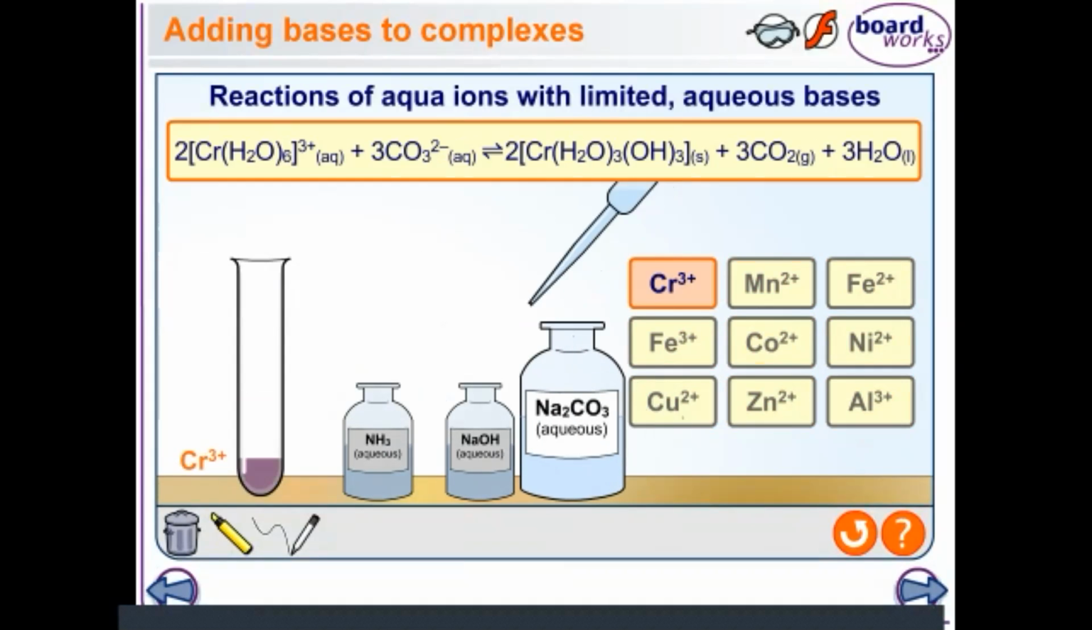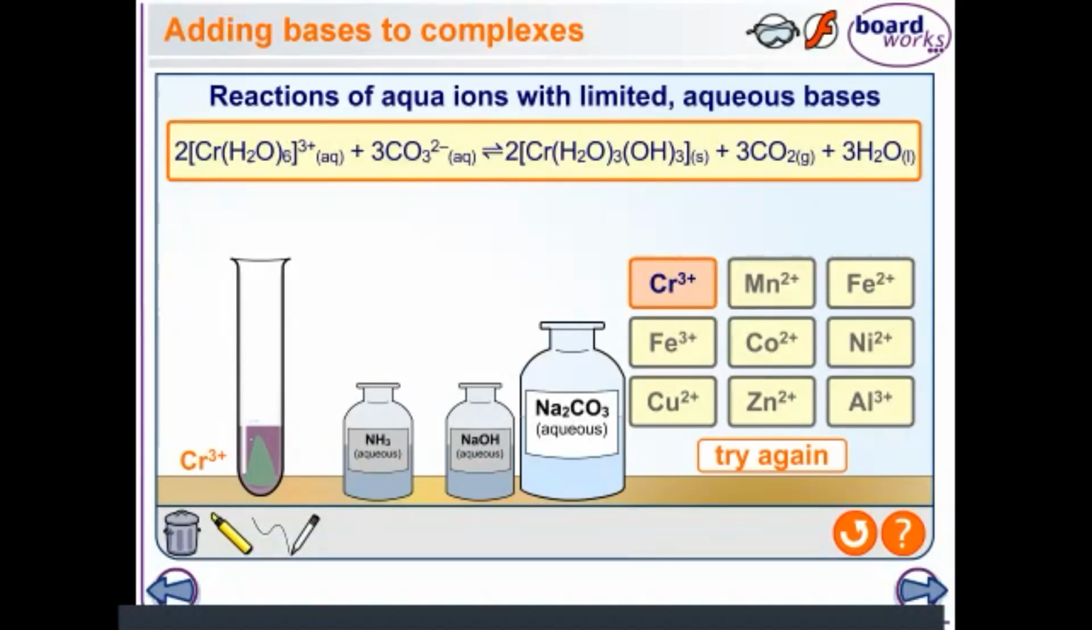So again, in this case, if we add sodium carbonate, there is also the formation of chromium hydroxide there, and also the formation of carbon dioxide. And the evidence is the bubbles that are coming out from the solution. Okay, so this is for chromium.